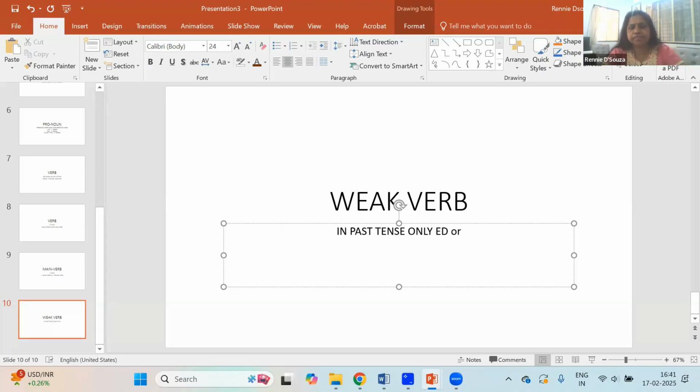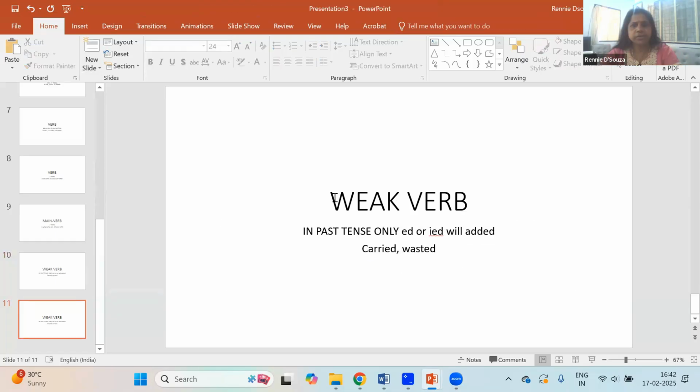That means there will not be much difference when going from present tense to past tense. When the present tense verb goes to past tense, there will be a slight change or it is added with ed or ied. For example, present tense carry becomes carried and present tense waste becomes wasted in the past tense.